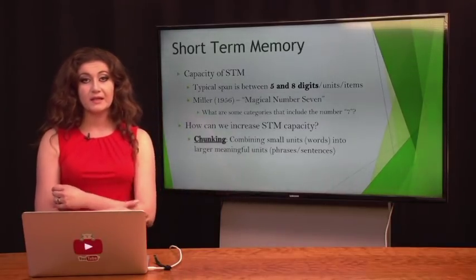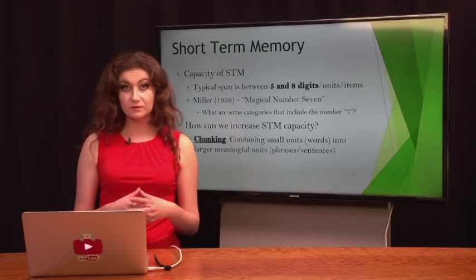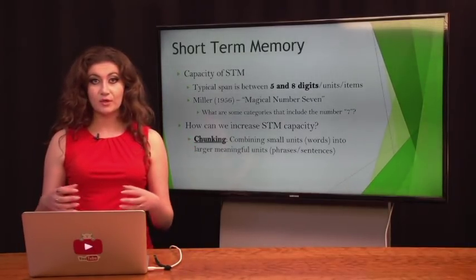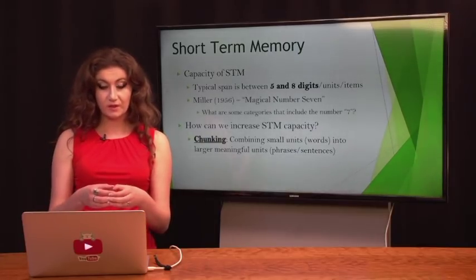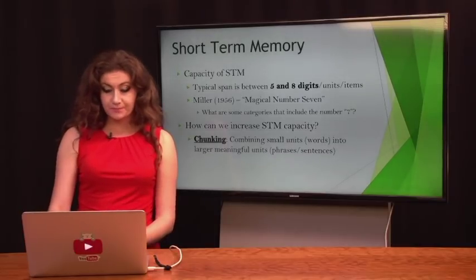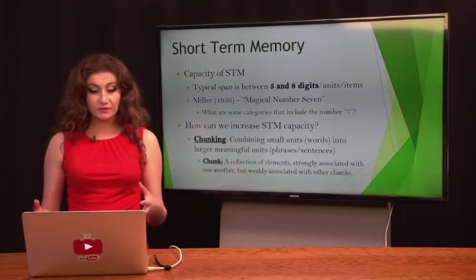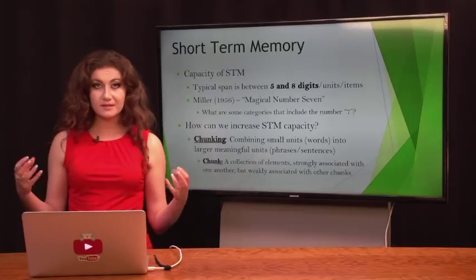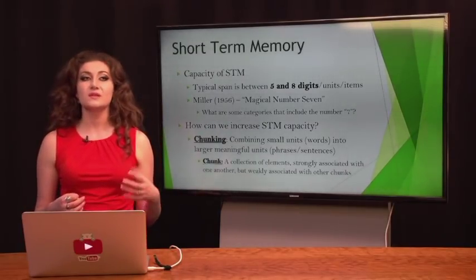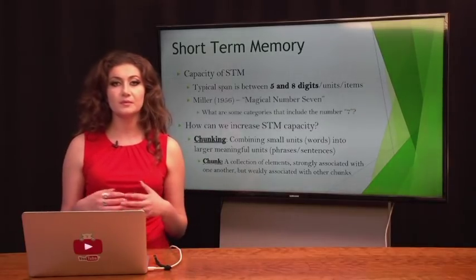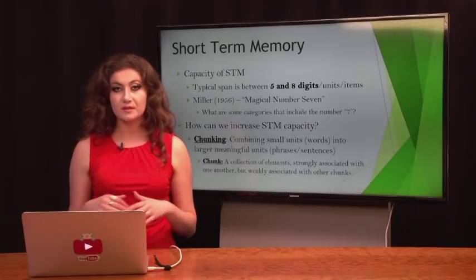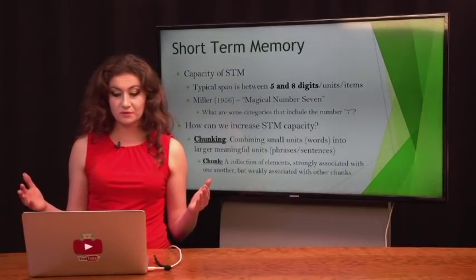If we think about it, even letters grouped together, certain chunks of letters, make up words. It would be easier to remember various letters within a word than it would be to remember the letters on their own. So this chunk, this collection of elements, is typically strongly associated with one another, but it's also weakly associated with other chunks, in the sense that you probably wouldn't confuse one chunk with another and actually decrease your ability to increase the capacity of short-term memory.